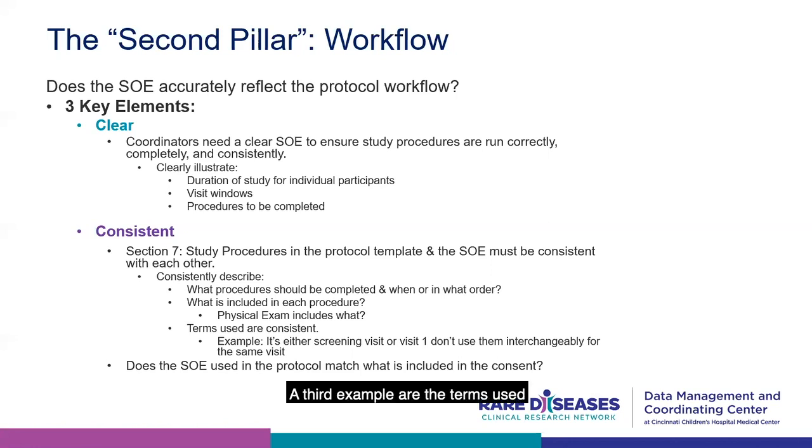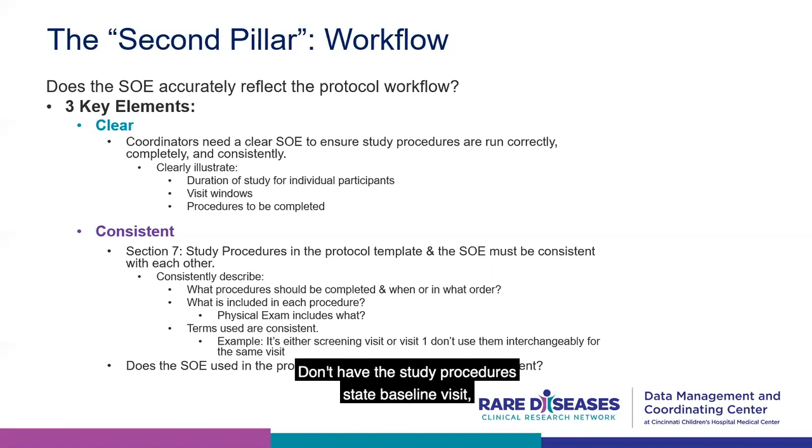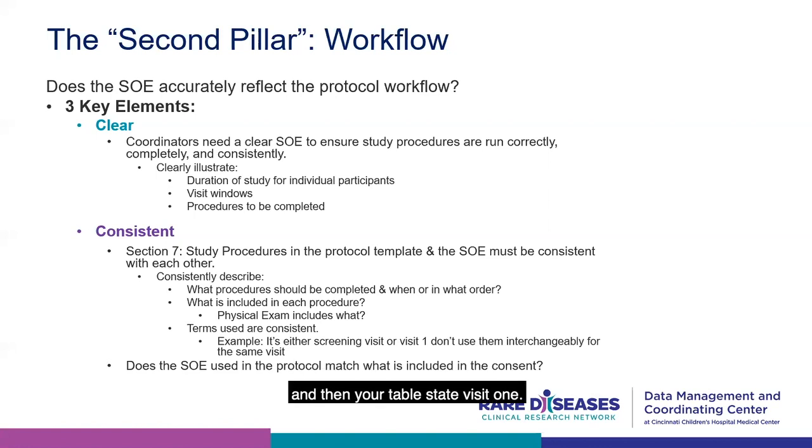A third example is whether the terms used are consistent between the study procedures and your schedule of events table. Make sure visit 1 is listed as visit 1 in both the text and your table. Don't have the study procedures state baseline visit and then your table state visit 1. Being consistent will aid coordinators in completing their visits correctly and will also help with discussing the different visits with participants and their families.